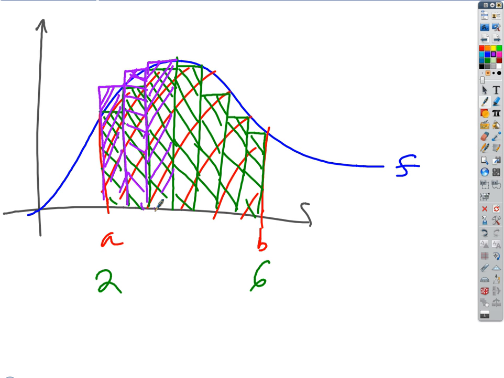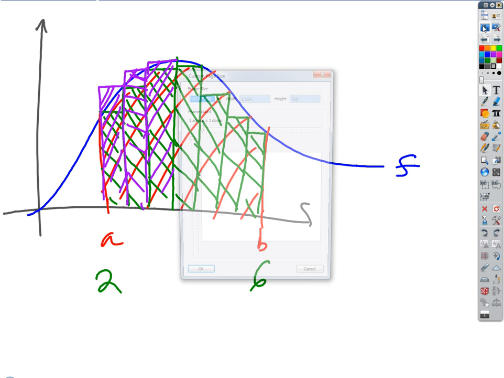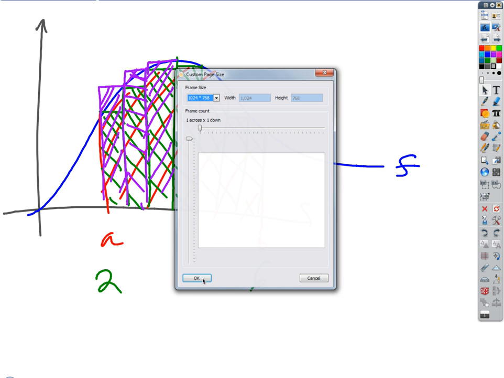Okay, so that's one strategy we have: adding up inscribed areas and circumscribed areas, which are really simple areas to calculate, for uniform width rectangles, and averaging the two, okay? I've got a little applet here that illustrates this.